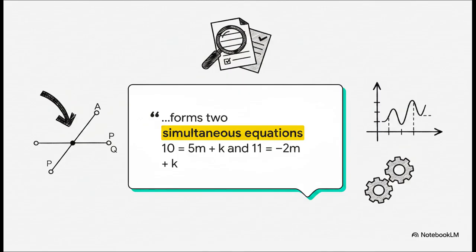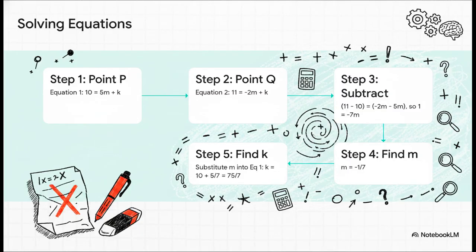All you do is create 2 linear equations, one using the coordinates of P and one using Q, and then you solve them together. Let's walk through it. Point P gives us 10 equals 5m plus k. Point Q gives us 11 equals -2m plus k. Now if we subtract the first from the second, the k's cancel out beautifully, leaving us with 1 equals -7m. So the gradient m is again -1/7. And when we plug that back into the first equation, yep, we find k is 75/7. Both methods give the exact same answer.